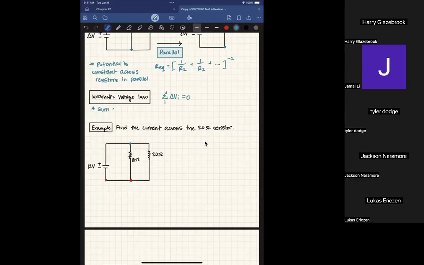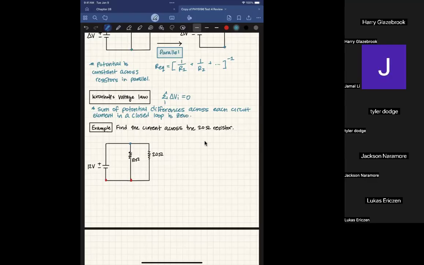So the sum of potential differences across each circuit element in a closed loop is 0.